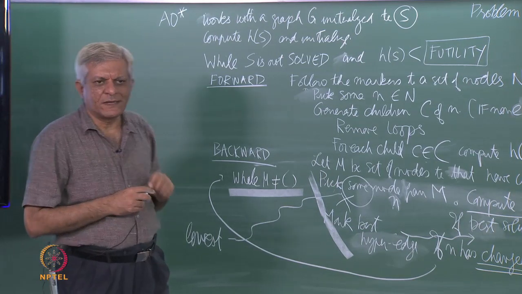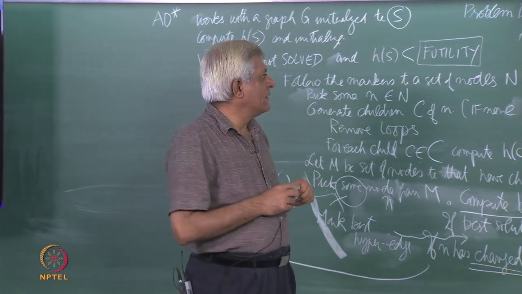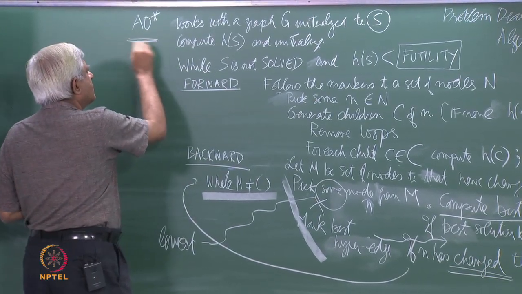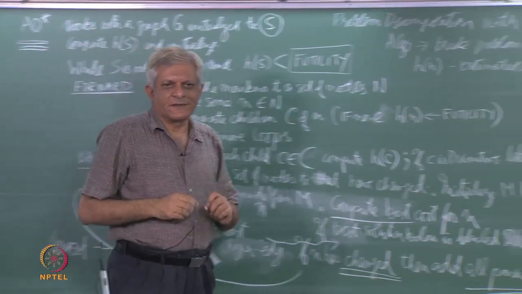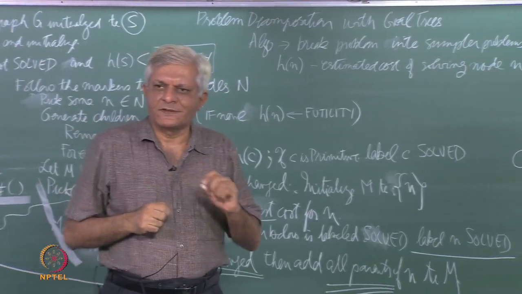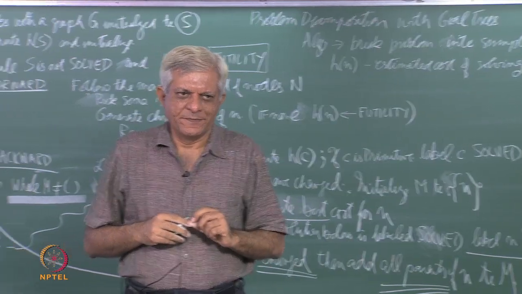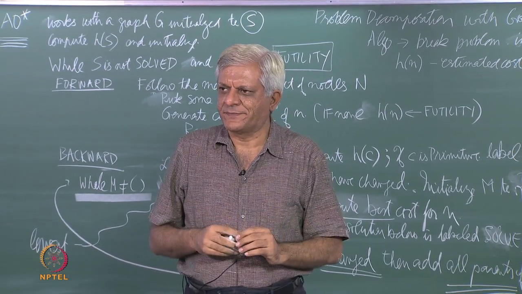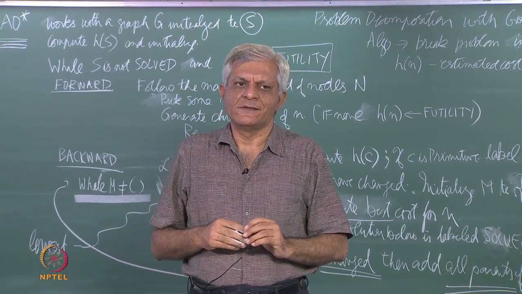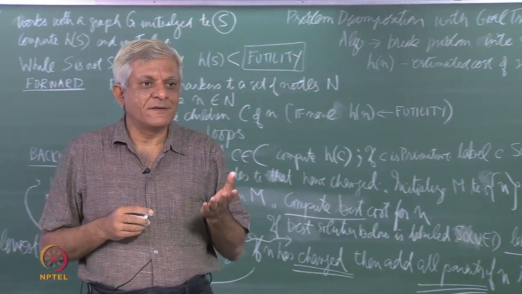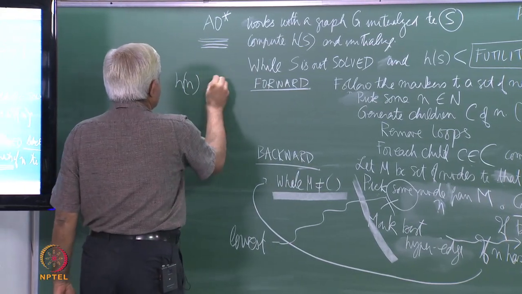So, there is only one more point left. For this algorithm to be called AO star, for it to deserve the suffix of star, we need a condition on the heuristic function. Can you guess what that condition is? So, let me, sorry, h(n) less than or equal to h star. What does this mean?